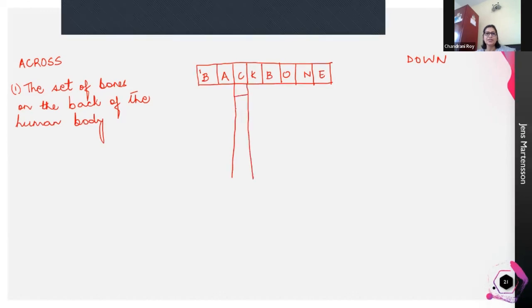Please excuse my crooked lines because I'm using a pointer. So cartilage, C-A-R-T-I-L-A-G-E. So this is down. So here they will provide a clue for cartilage and say, flexible, found in nose and ear.